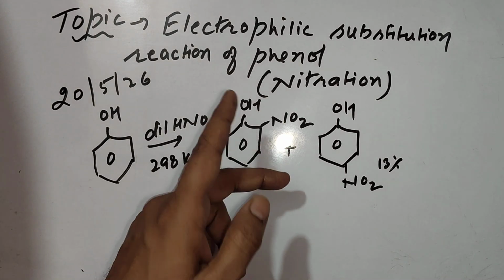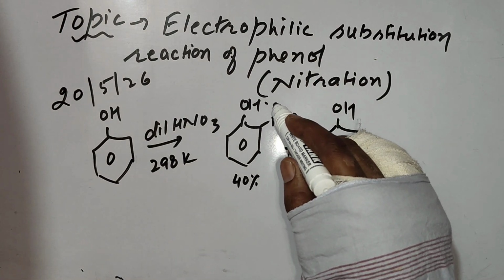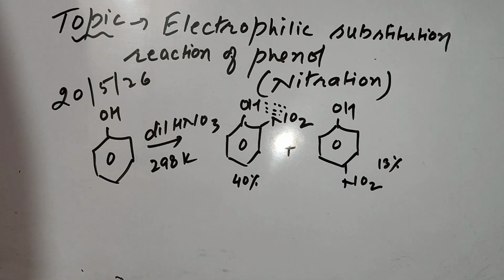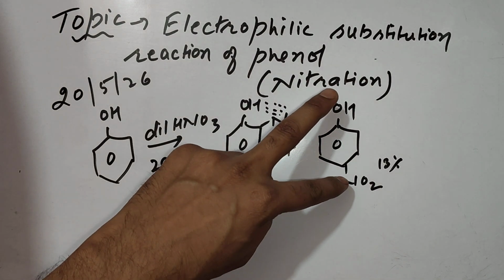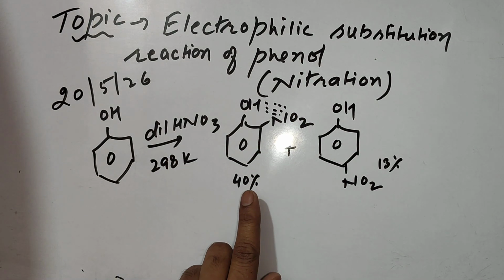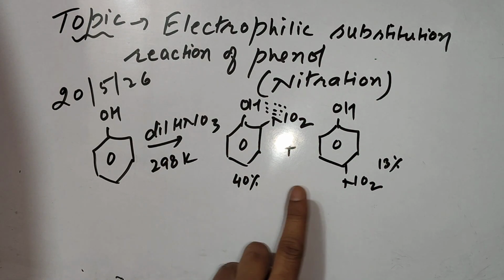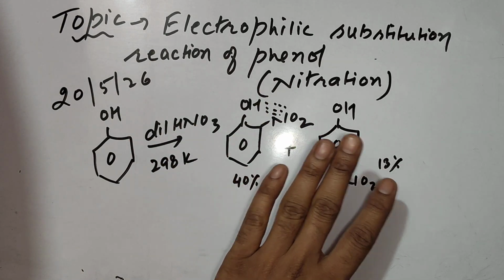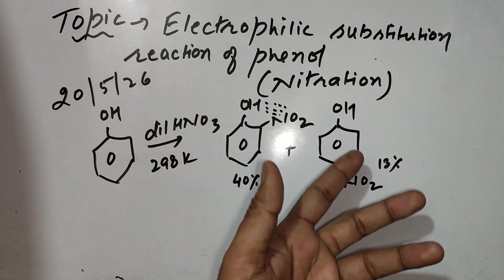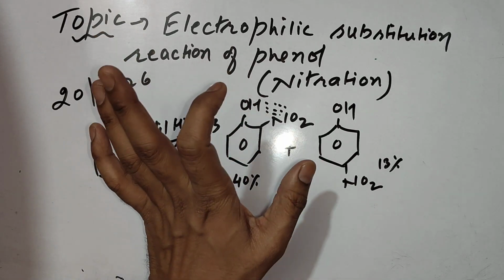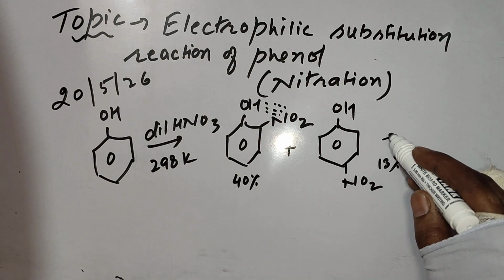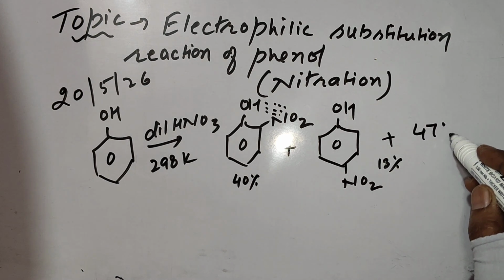Why was ortho the major product? I have told you the reason was intramolecular hydrogen bonding, which provides stability to the molecule, which is not available here. The question in front of us is that 40 plus 13, 53% is making nitrophenols. 40 are in the form of orthonitro, 13 are in the form of paranitro. So where is the rest, 47%?